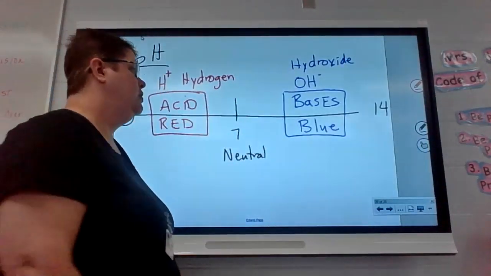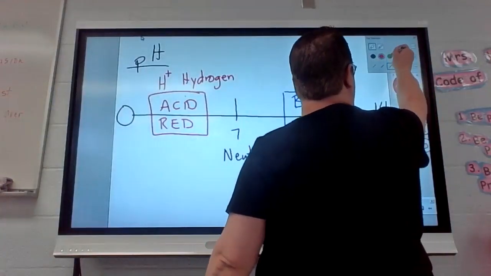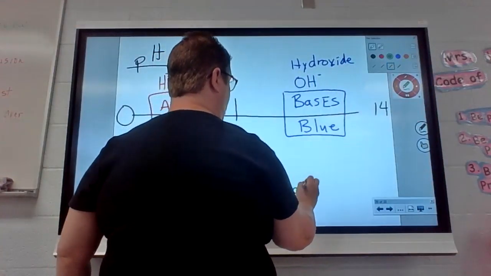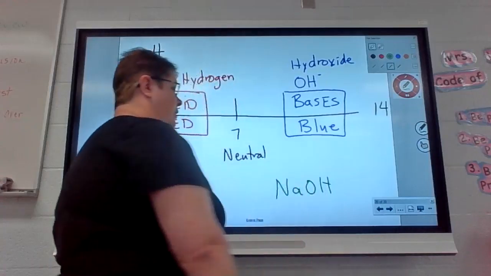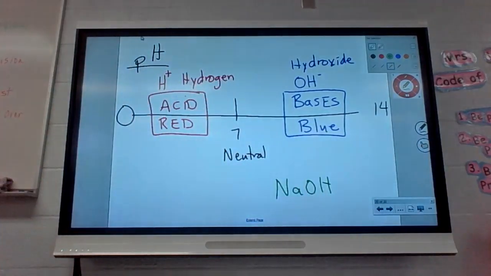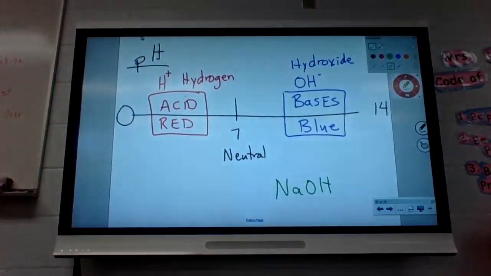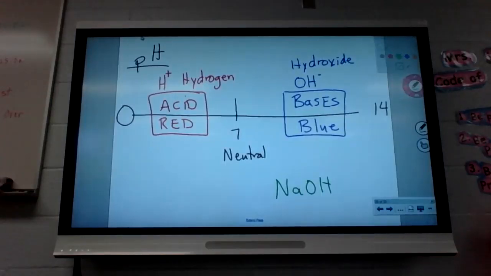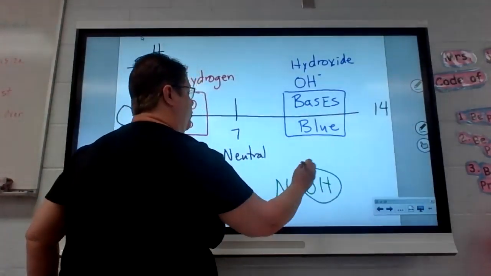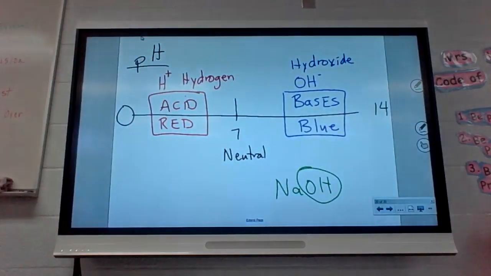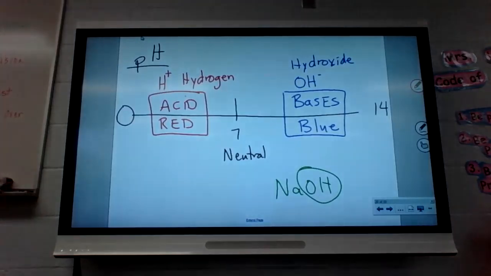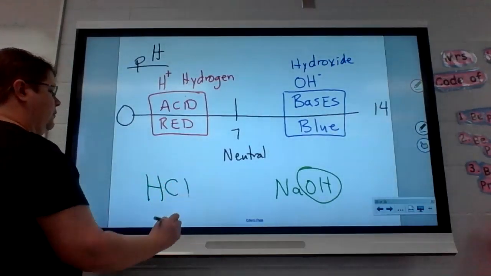A base is NaOH. So if you see something on the test and it says NaOH, is that an acid or a base? Why'd you say it was a base? Because it has OH. Sometimes people will try to tell me that's an acid because it has hydrogen. It's not. It has an OH that's together, so that makes it a base. As long as you can identify that, you got it. If you see HCl, what's that?